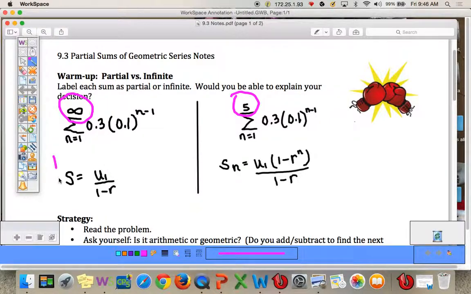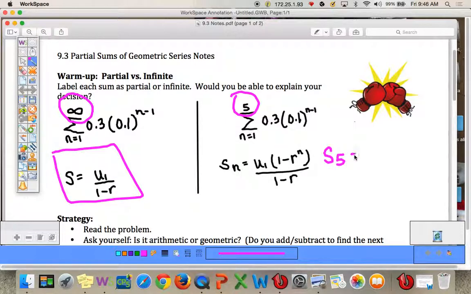So again, here's that formula we've spent 2 days looking at. If it's infinite, it's the first term over 1 minus the ratio. But there's a new formula for if it's not infinite. To find the sum of a partial geometric sequence, here is the formula. All right, so let's practice that. Let's find the sum of the first 5 terms of this.